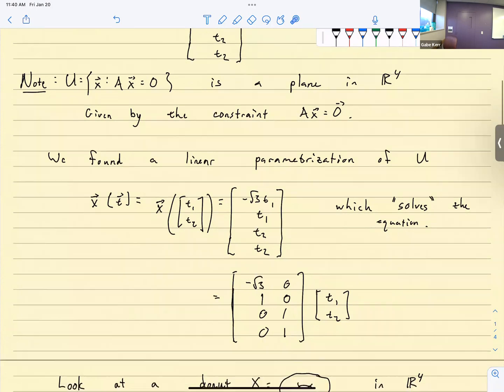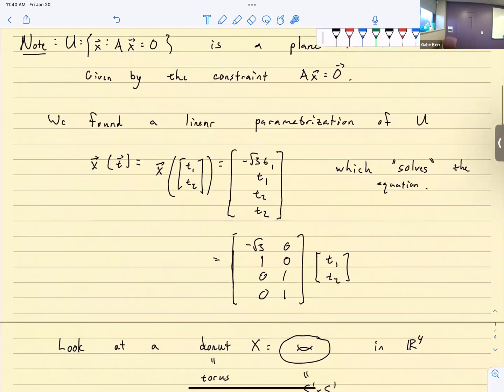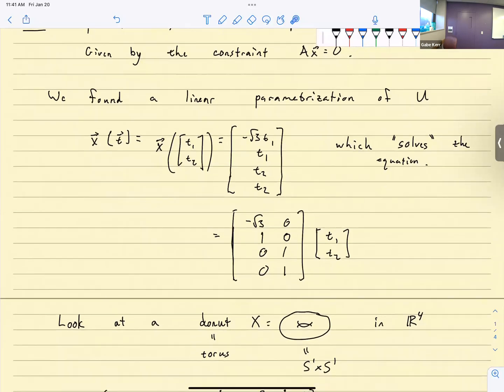Okay, now let's go to the nonlinear. This is related to a question on the homework. So I want to look at a donut. Right? We're going to look at a donut. It's a donut in 4-dimensional space. Okay, 4-dimensional donuts. We're in 4 dimensions. Let's put our donut.